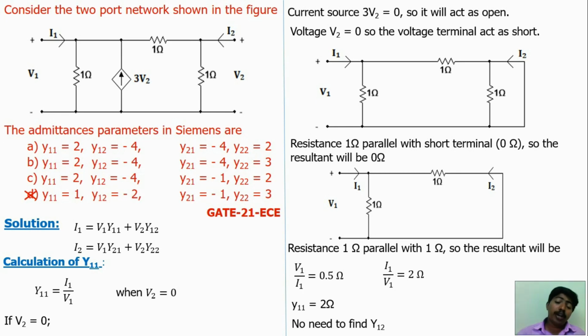Then we go to find Y21, and only then can we eliminate the options. So instead of finding Y12, you find Y21 first. Then only we can find the correct option. Okay. Now we will calculate Y21. We know that Y21 is equal to I2 by V1 when V2 is equal to 0, from this characteristic equation.